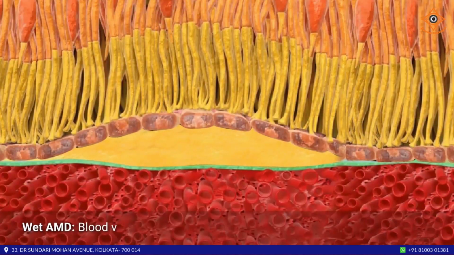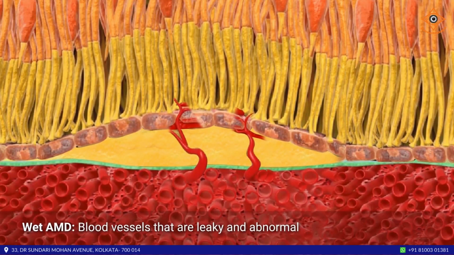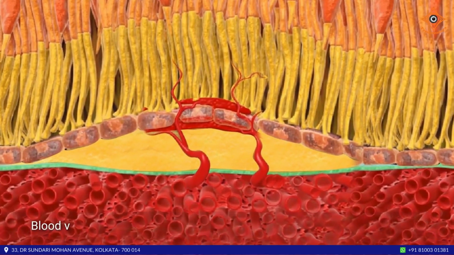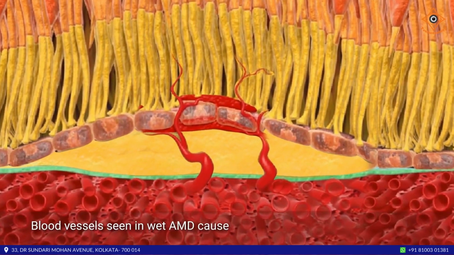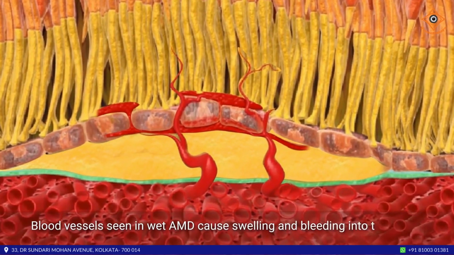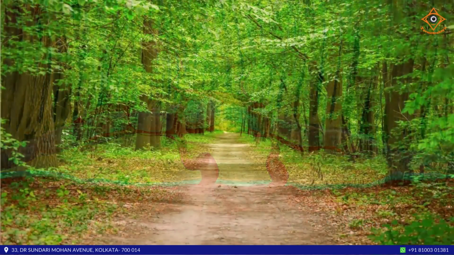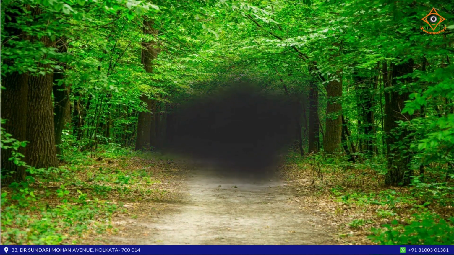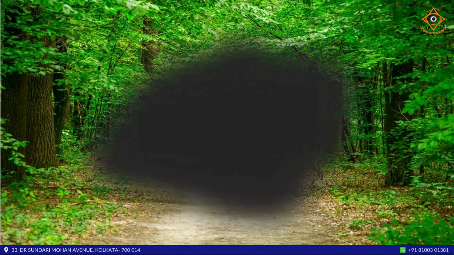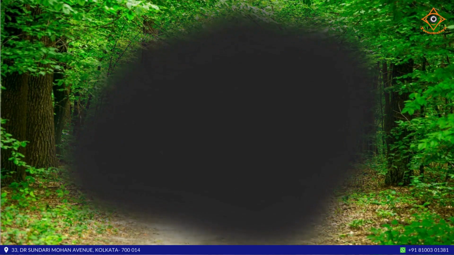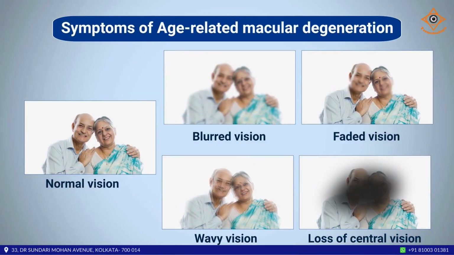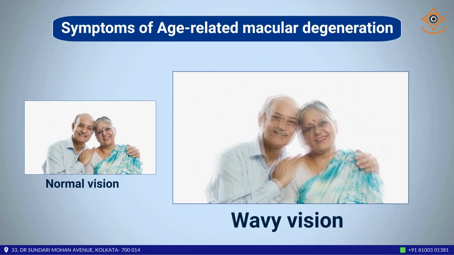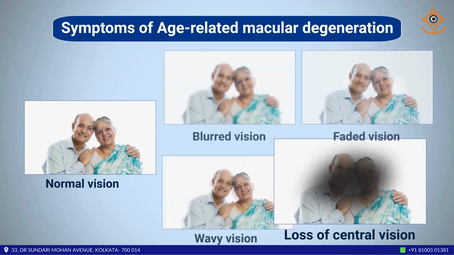In wet AMD, blood vessels that are leaky and abnormal begin to grow into the retina. Unlike normal blood vessels in the rest of the body, those seen in wet AMD cause swelling and bleeding into the retina. Wet AMD leads to gradual loss of central vision as these vessels leak fluid or bleed. If untreated, vision loss can progress. Symptoms of age-related macular degeneration include blurred vision, faded vision, wavy vision, and loss of central vision.